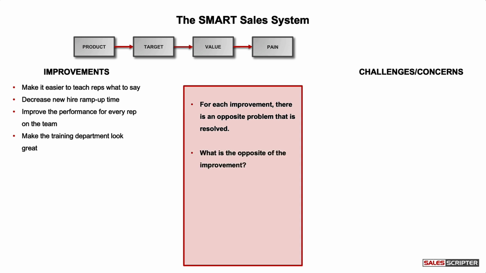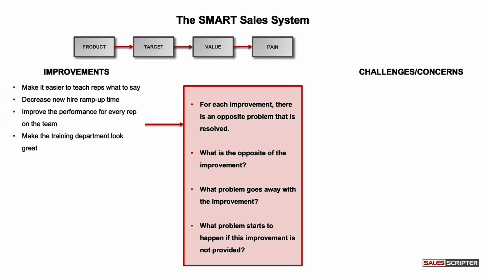And with that, we can look at each improvement and ask ourselves, what is the opposite of this improvement? Or what problem goes away when we deliver this improvement? Or what problem starts to happen if this improvement is not provided? So going through our improvements one at a time, we can then try to think about what is the opposite. And when you're doing that, I recommend you keep in mind the target audience for this sales message, because that could lead to a different set of pain points.